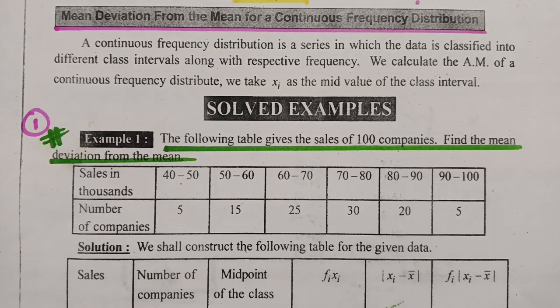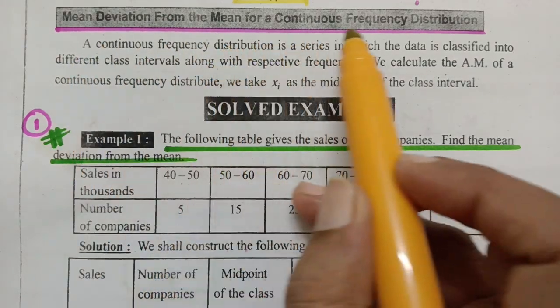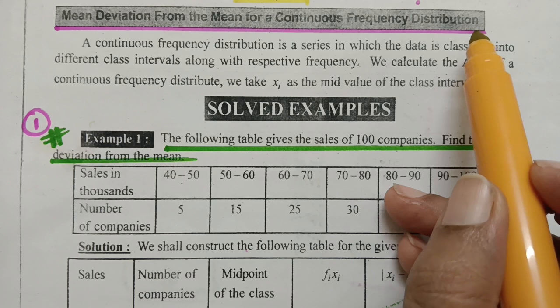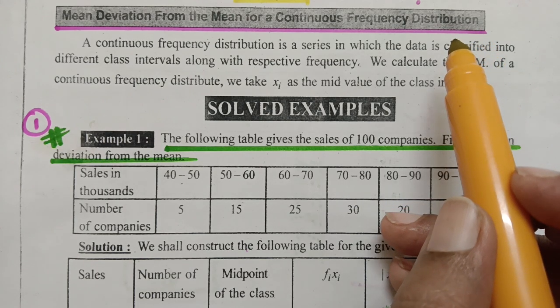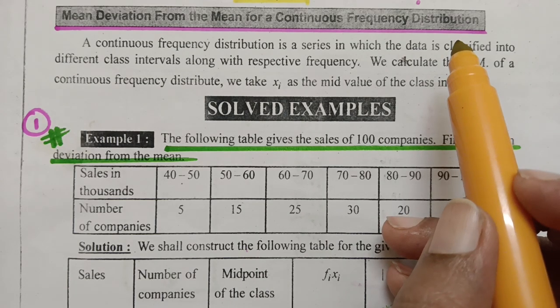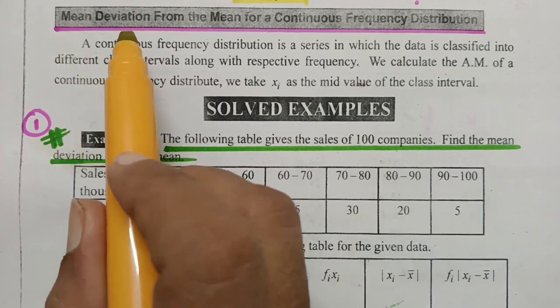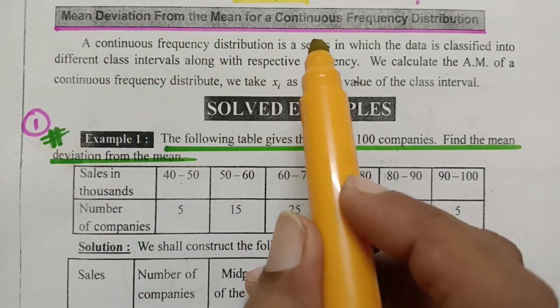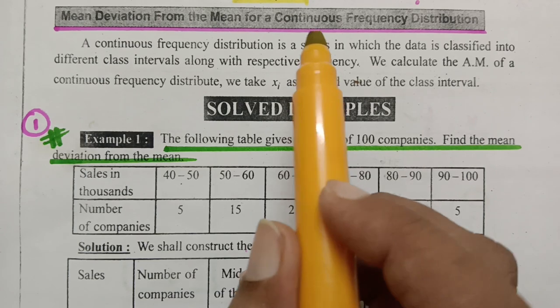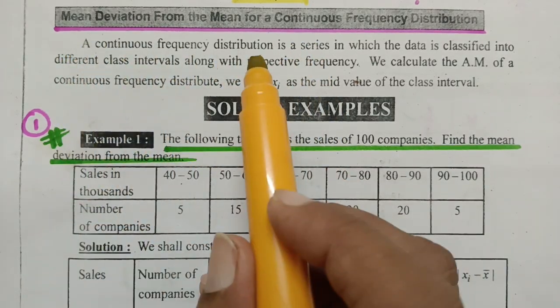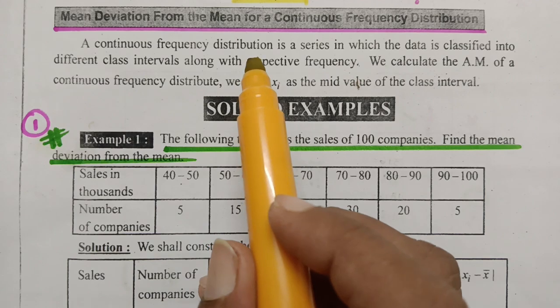Today's video is on finding the mean deviation from the mean for a continuous frequency distribution. This topic is from measures of central tendency and variability, the second chapter from probability and statistics. In my previous videos, I have taught you how to find the mean deviation from the mean for ungrouped data and for grouped data.